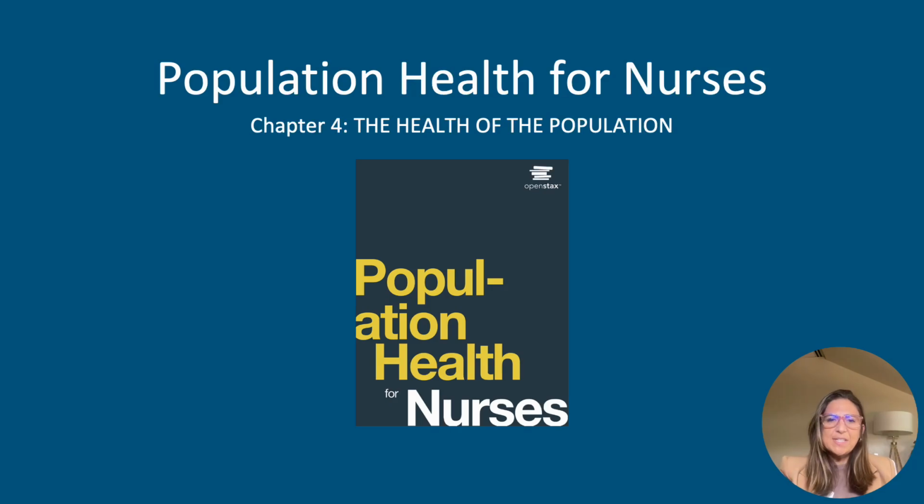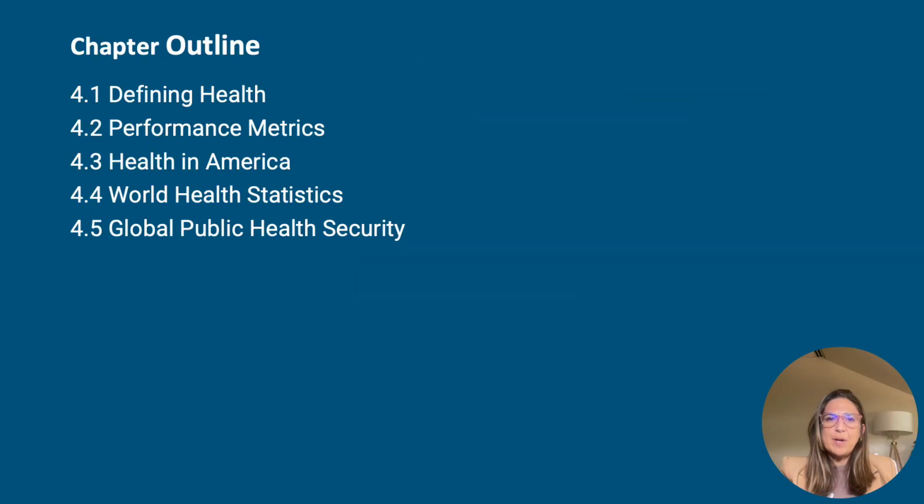Hi, I'm Dr. Madsen. Today we're covering Chapter 4, following the OpenStax textbook, Population Health for Nurses, and this is covering the health of the population. So today we're going to define health and talk about performance metrics. We're going to also cover health in America, the World Health Statistics, and global public health security.